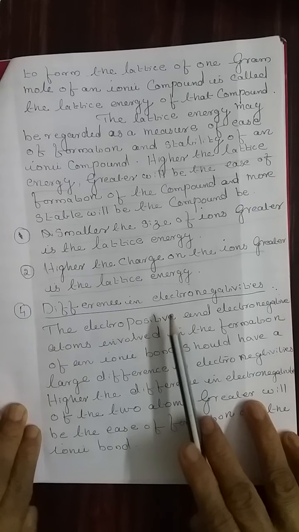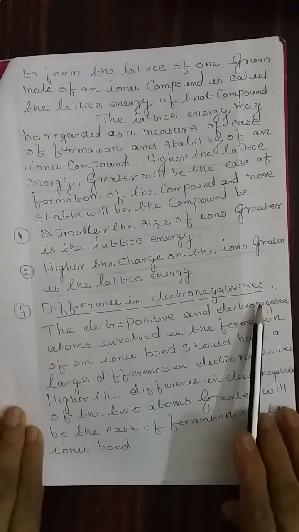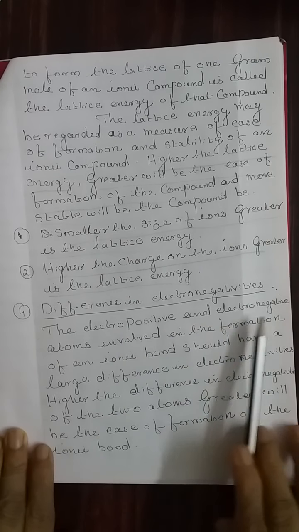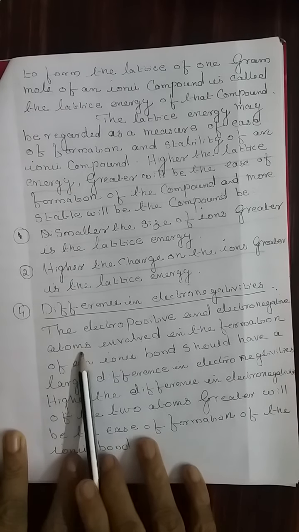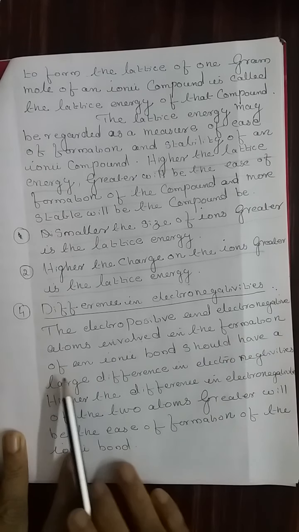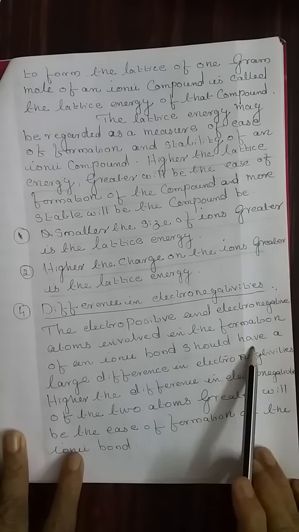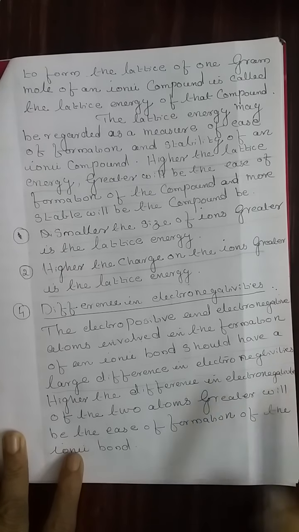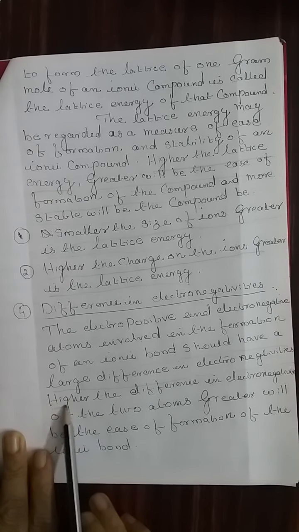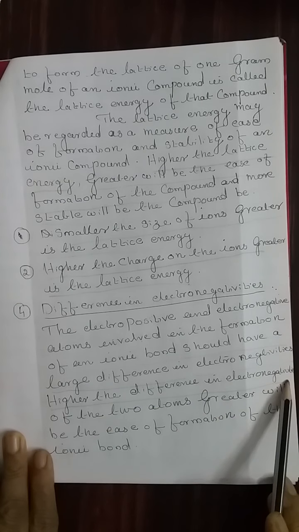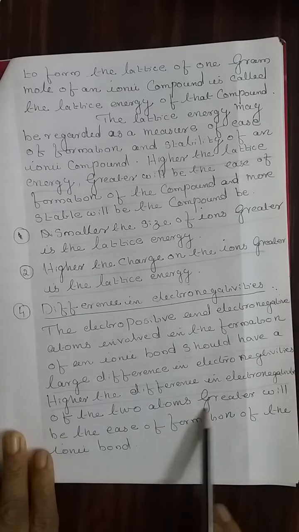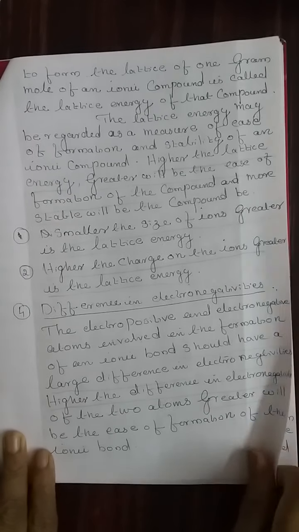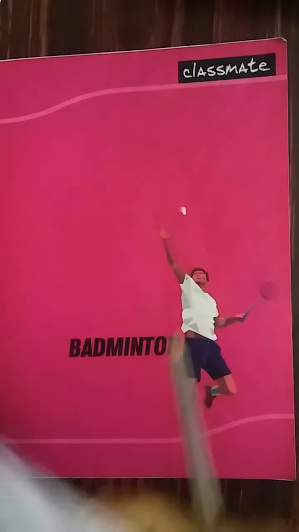Fourth point, differences in electronegativities. The electropositive and electronegative atoms involved in the formation of an ionic bond should have a large difference in the electronegativities. Again, fill in the blanks. Higher the difference in the electronegativity of the two atoms, greater will be the ease of the formation of the ionic bond.